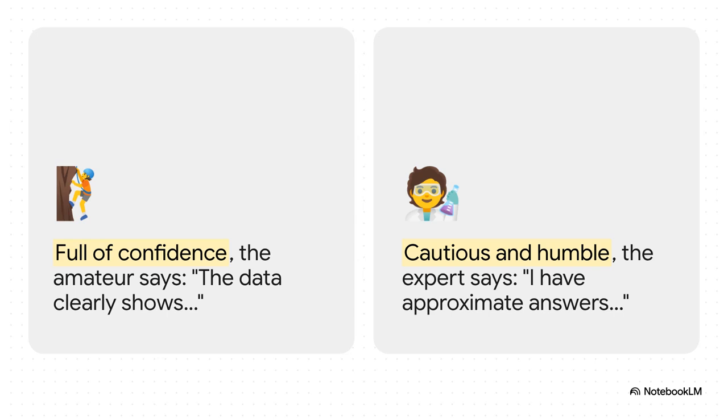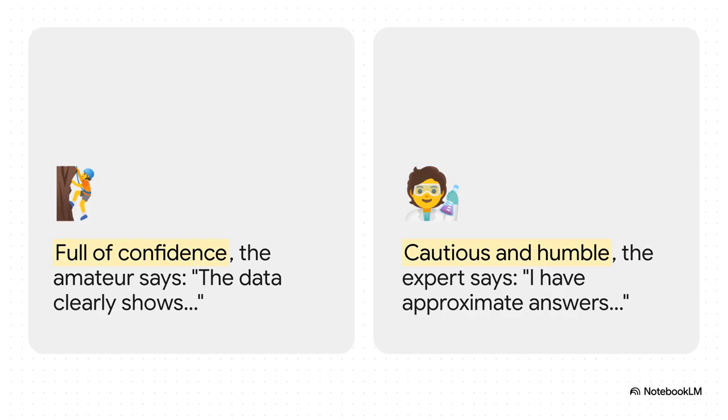And what's wild is that this effect follows a really predictable path. People start out with this massive burst of overconfidence. They call it climbing Mount Stupid. And you can see that thinking right here. The amateur is all about the data clearly shows. So simple, so certain. But the real expert? They've been through it all. They've seen the complexity, and they're way more cautious.